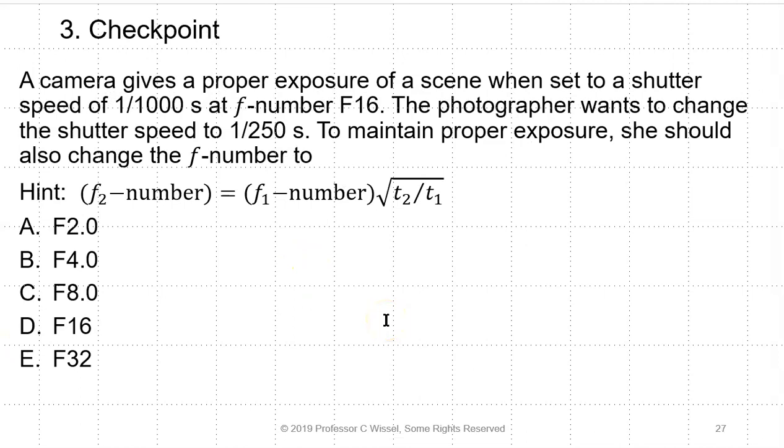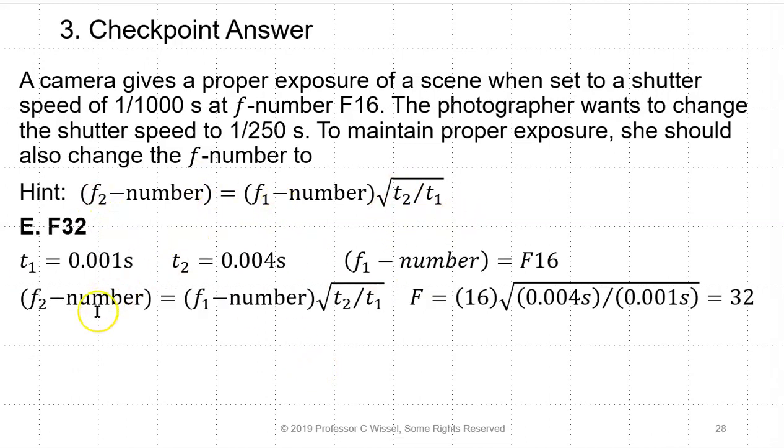A camera gives a proper exposure of a scene when set to a shutter speed of 1/1000th of a second and f number of f16. The photographer wants to change the shutter speed to 1/250th of a second. To maintain proper exposure, she should also change the f number to, and here is a hint, second f number equals the first f number times the square root of t2 over t1.